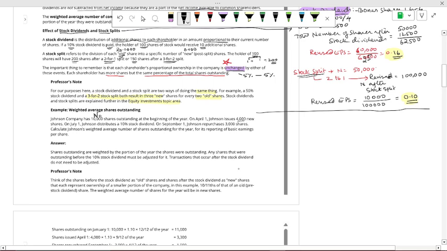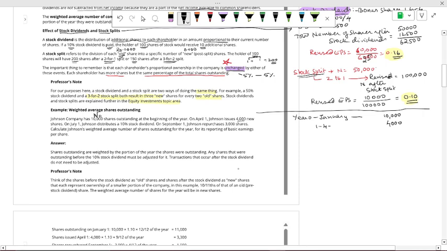At the beginning of the year, year 0, we have assumed January. How many shares are there? 10,000 shares are there. Now, here is where we have to be very cautious. When they issued the new shares, the date is very important.